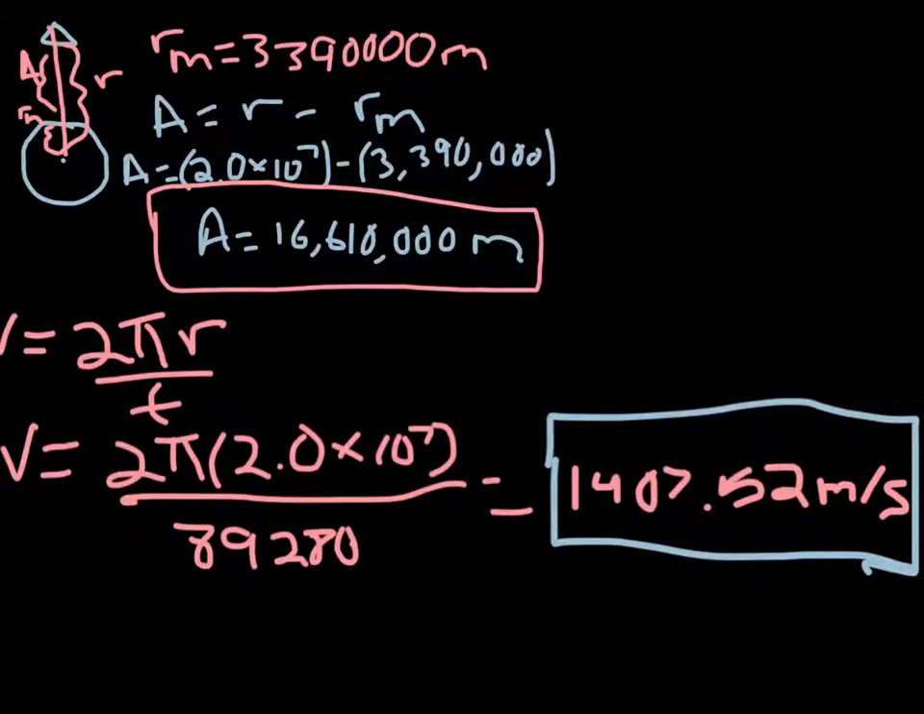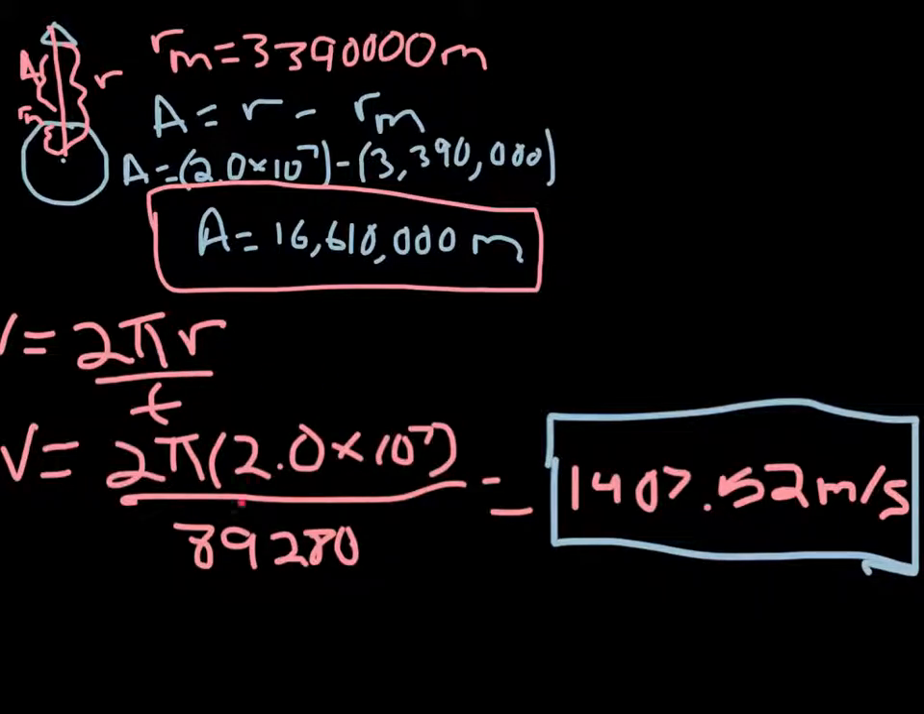Once you find the radius, you use the radius of Mars, which is 3,390,000 meters, and place it into the altitude formula, which is r minus rm. The altitude will then be 2.0 times 10 to the 7th minus 3,390,000. The final altitude is 16,610,000 meters.